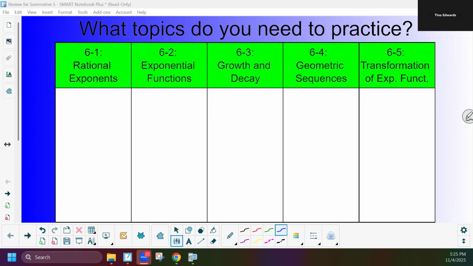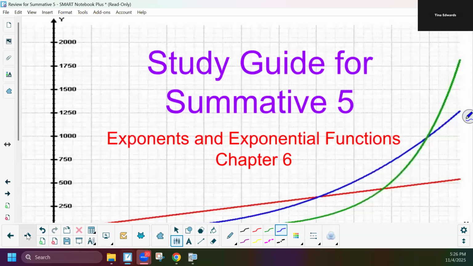Okay, so we're going to go through all of these. I'm going to try to go through it very quickly so you guys can study and practice whatever skills you need to work on for tomorrow. Anything you're confused on, I can talk to you tomorrow about before the test, but I want to give you as much time as possible. Okay, so it is exponentials and exponential functions.